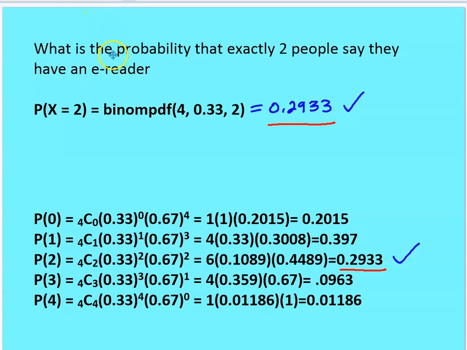All right, so then what is the probability that exactly 2 people say they have an e-reader? Same thing, we're going to use binomial PDF. We get 0.2933, that checks out. So we're checking our work against the calculator. I strongly suggest you do the same.